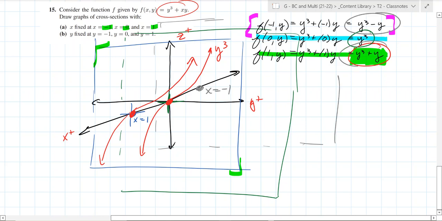Y cubed minus y. What does that look like? It's a similar shape, right? But it goes down a little bit. So what does this one do? It goes down, and then what does it do? It goes back up. This one goes up and then back down.